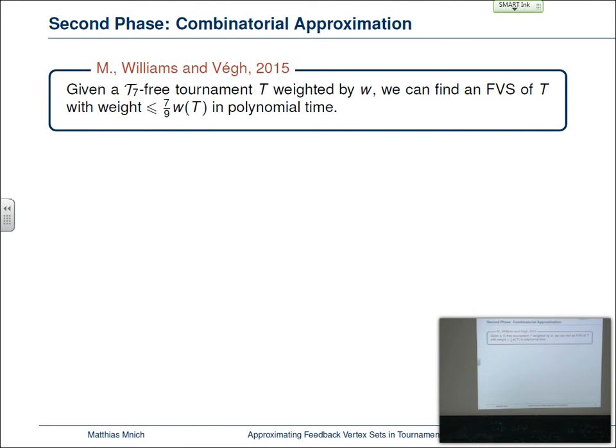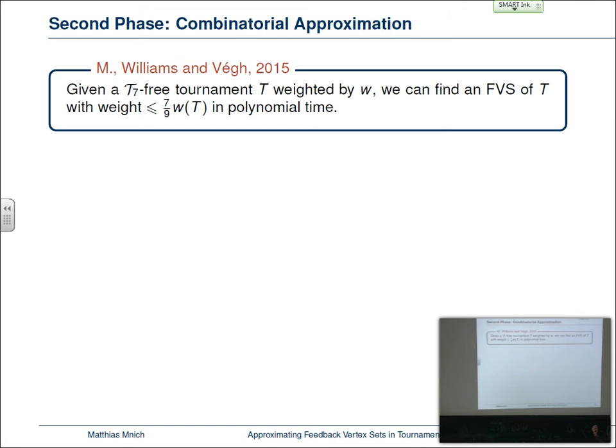So now let's come to this second phase, when the iterative rounding doesn't work anymore. Then we solve this combinatorially. And the main property that we prove is that if I give you a T7-free tournament, then it has a small feedback vertex set.